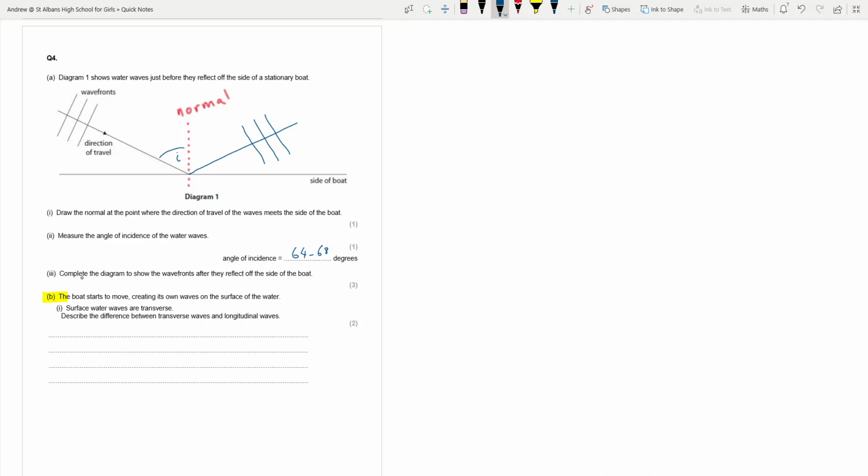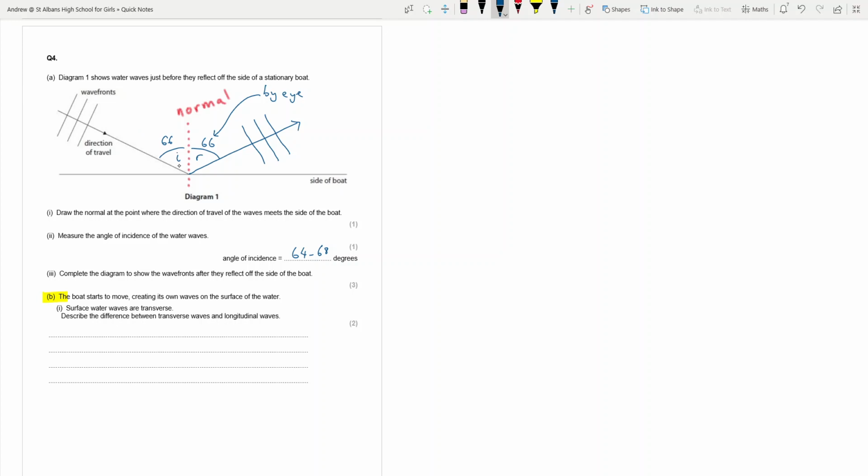And the third bit is complete the diagram to show the wavefronts after they reflect off the boat. So in order to do that, what we know is our directional wave is going to follow an angle of reflection. So this reflected ray here, if I had measured this as 66 degrees, then this angle is also 66 degrees. Now what's important is that this measurement here is by eye. You don't need to draw it out explicitly.